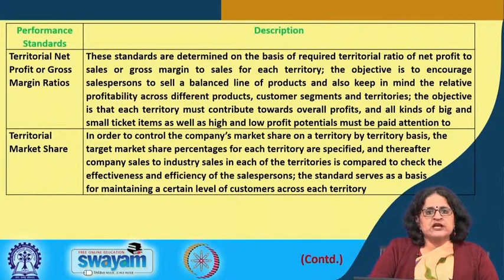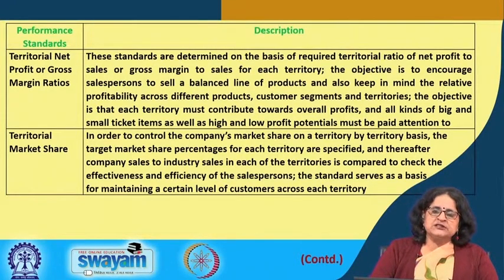The third performance standard which we speak of is a territorial net profit or gross margin ratio. Now, these standards are determined on the basis of the required territorial ratio of net profit to sales or gross margin to sales for each of the territories. The objective is to encourage salespersons to sell a balanced line of products and also to keep in mind the relative profitability across different products, customer segments and territories.